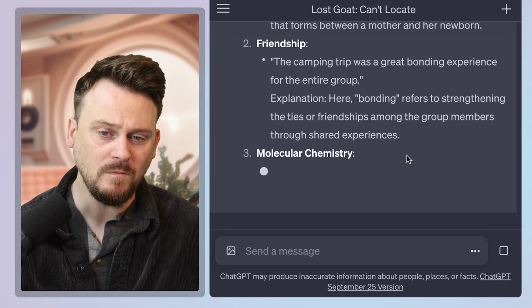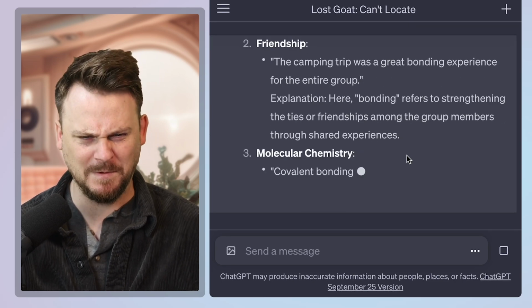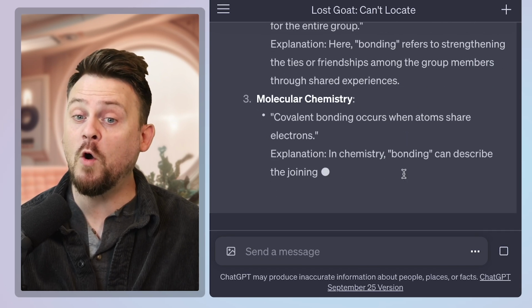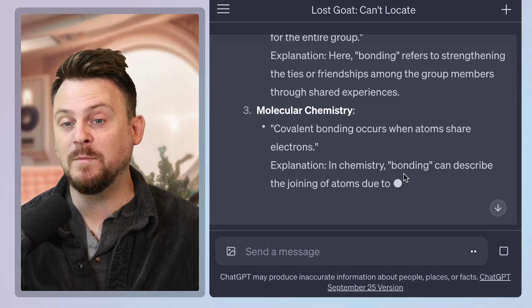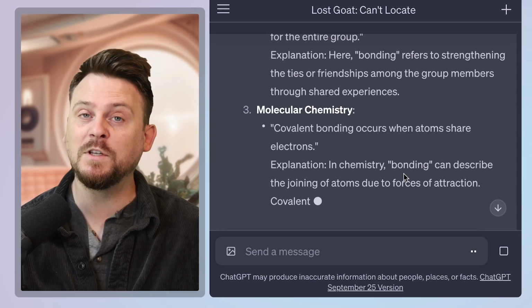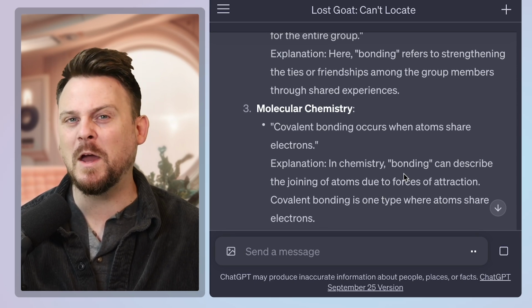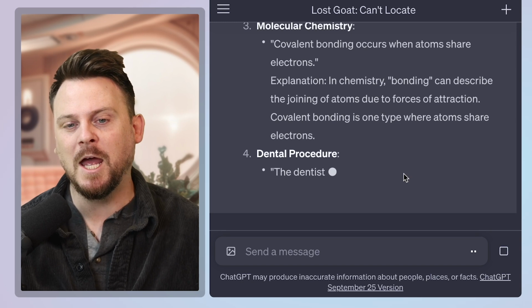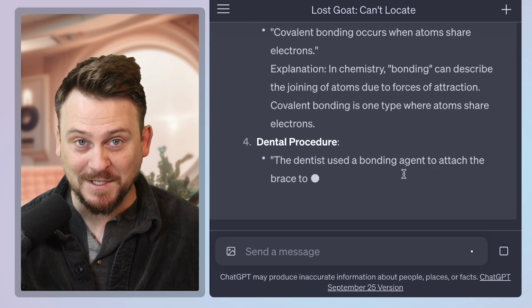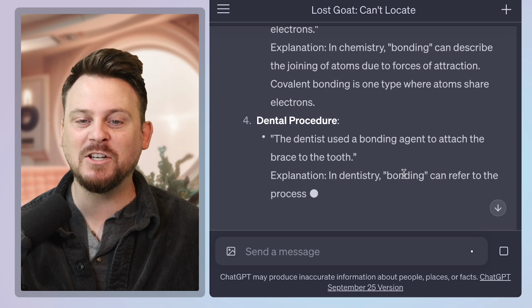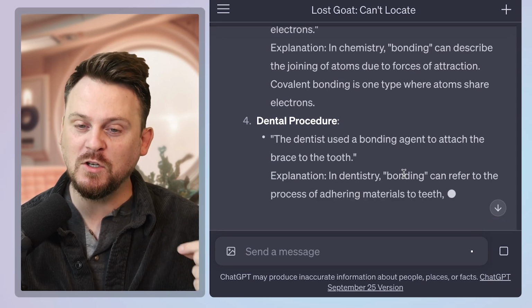Okay, three, molecular chemistry. Oh, well, that seems very different. That's not friendships or motherhood. A covalent bonding occurs when atoms share electrons. Okay, so it's used in the same way with kind of the same meaning, except without maybe the emotional aspect. Dental procedure. The dentist used a bonding agent to attach the brace to the tooth.